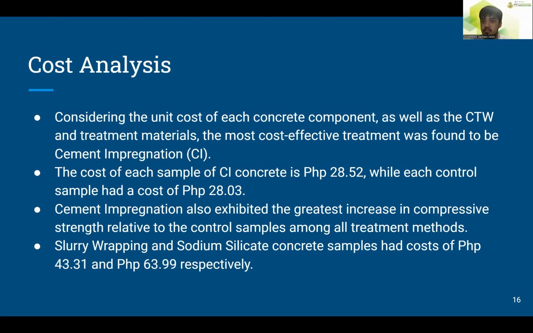Next slide, please. So moving on, as for the cost analysis, when considering the costs of all components of the concrete batches produced, it was found that cement impregnation was the most cost-effective treatment since the average price of each CI batch is closest to that of the control batches. Not only that, CI also exhibited the greatest increase in strength relative to the control samples out of all the treatment methods.